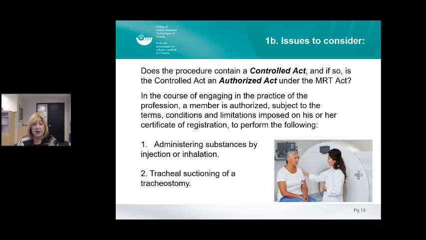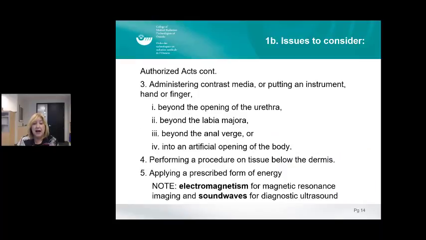Administering substances by injection or inhalation, tracheal suctioning of a tracheostomy, administering contrast media or putting an instrument, hand, or finger beyond 4 body orifices, performing a procedure on tissue below the dermis, and applying a prescribed form of energy.